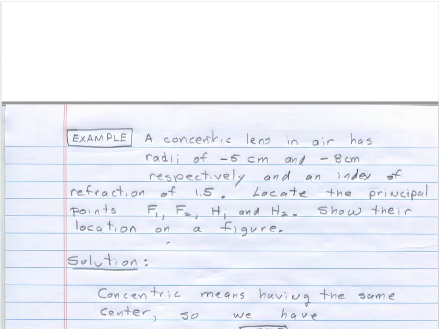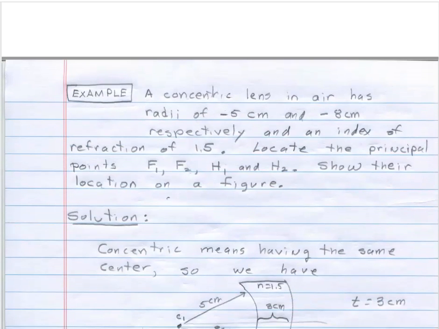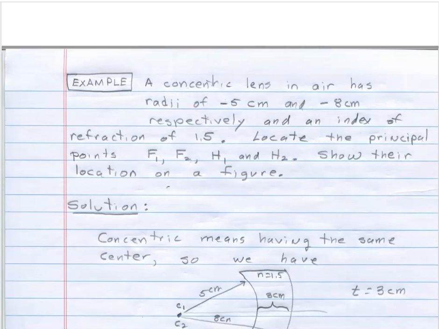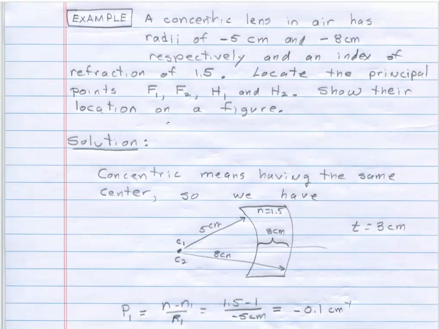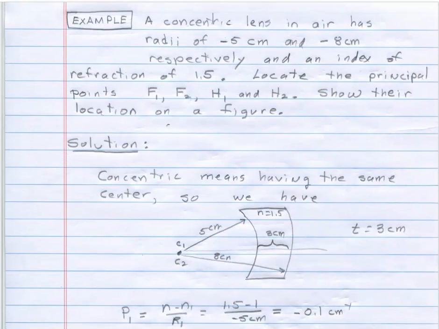You have to know what concentric means, and concentric means having the same center. So if that one isn't in your vocabulary, we'll put it in there. So we have a lens that looks like this. They have the same center, so C1 and C2. They're both negative surfaces, and so our lens with a negative surface is concave, and likewise the second surface is concave. They both have the same center.